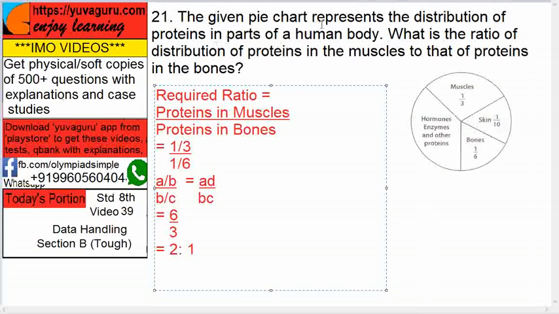The given pie chart represents the distribution of proteins in the parts of the human body. This is a pie chart and these are the distribution of proteins in various parts of the body: muscles, skin, bones, hormones, enzymes and others. That is the remaining part.